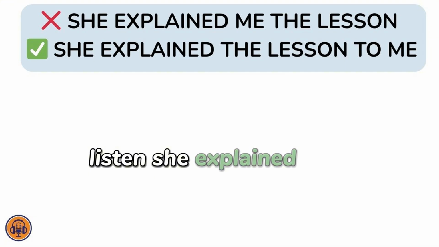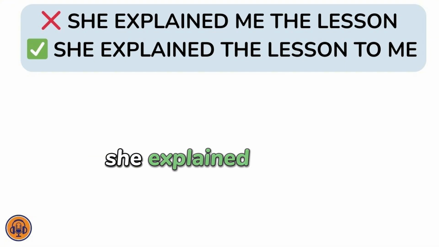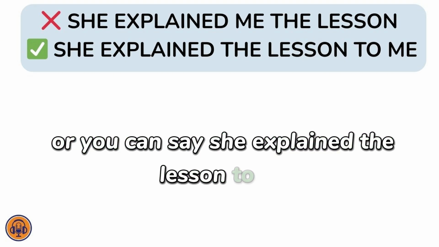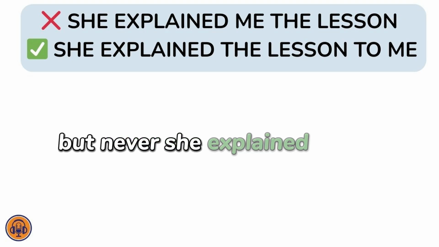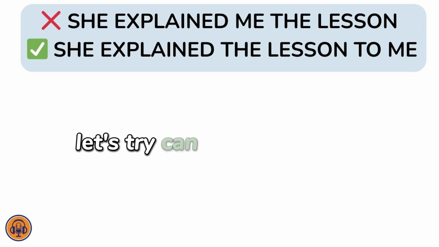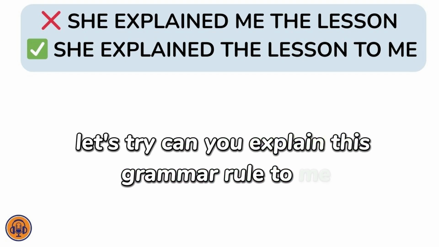Listen, she explained to me. So you can say, she explained the lesson, or you can say, she explained the lesson to me, but never, she explained me the lesson. Perfect. Let's try. Can you explain this grammar rule to me?